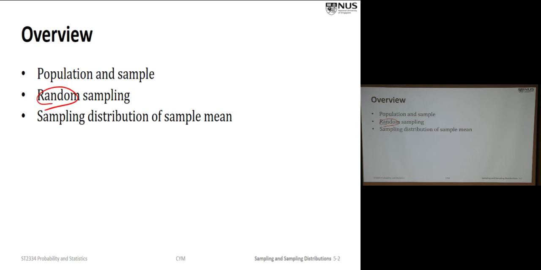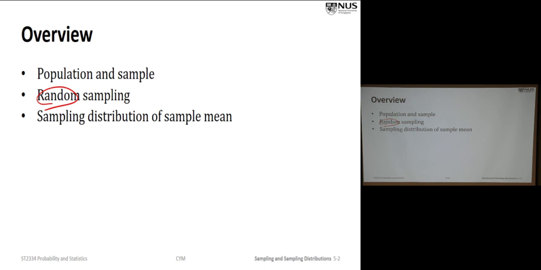For each sample, I compute something. For example, I compute a sample mean. Each sample, I compute a sample mean. So I have many, many sample means. My question is, how do all these sample means behave? That is explained by something called the sampling distribution.